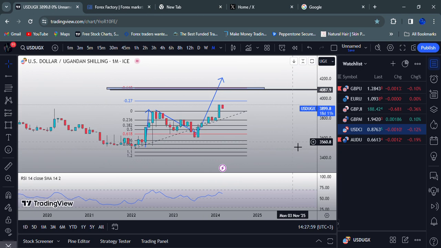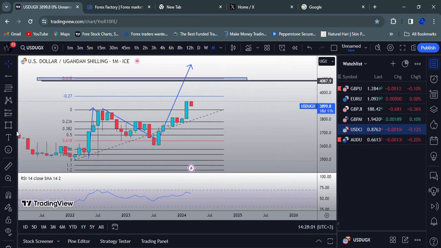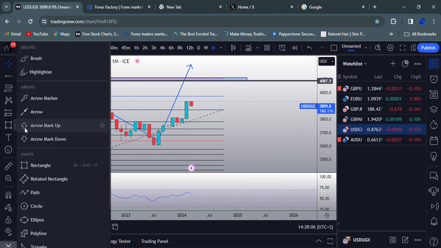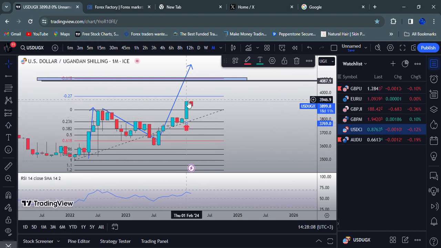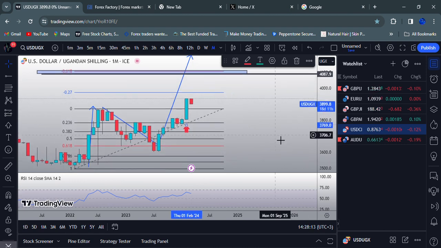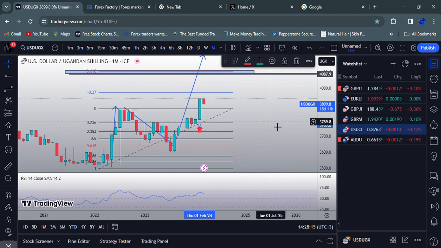If you look at this blue candlestick here, it was a very strong candlestick, a strong gain. That's a strong push, so that means the momentum to the upside is still very high. So you are going to have the shilling continuing to lose value because of that. I'm looking at around 4,100. I'm not saying it's going there tomorrow, but that is where we are heading. The Uganda shilling is not going to drop anytime soon. It's just going to be heading higher.